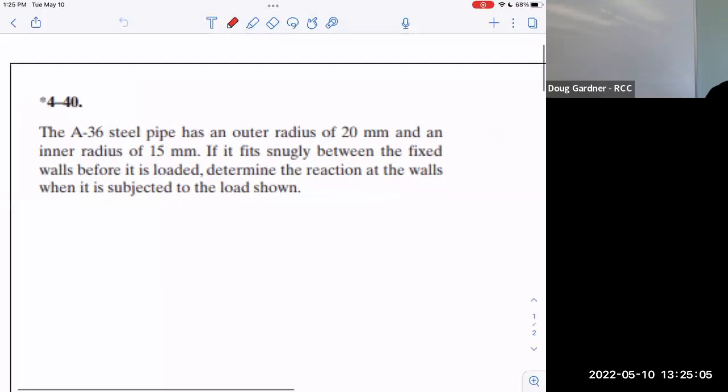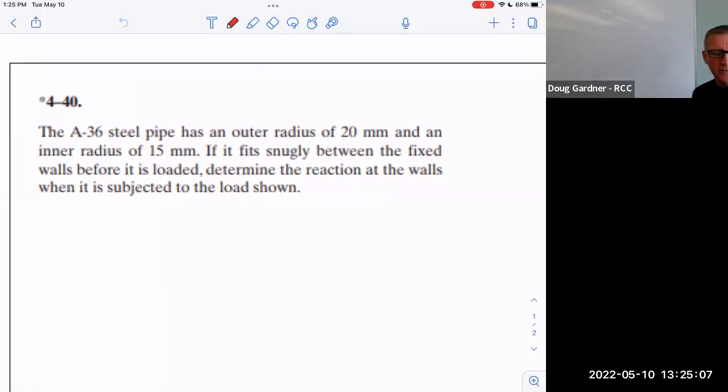They said the A36 steel pipe has an outer radius of 20, inner radius of 15. Oh, that's interesting, so it's hollow. And it fits snugly between the fixed walls before it's loaded. Determine the reaction at the walls when it's subjected to the load shown. That's the same. It's A36, so it's a material this time. Before it wasn't. Then they're telling us it's hollow and they tell us the dimensions, but it's the same problem. It's not any different.